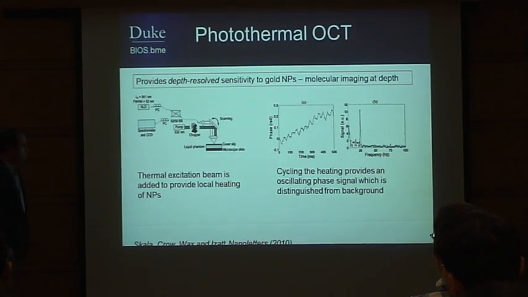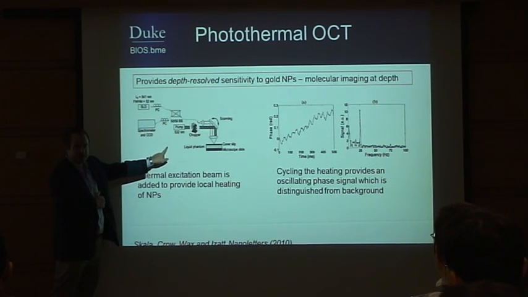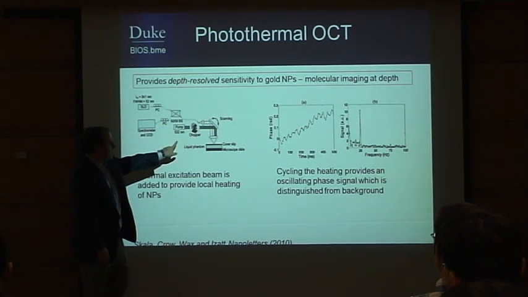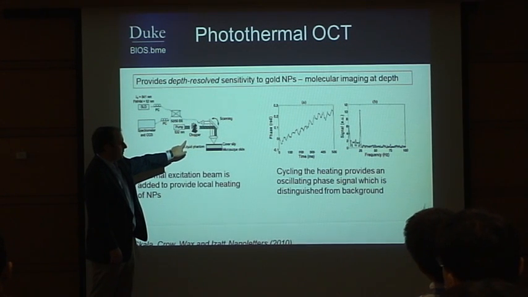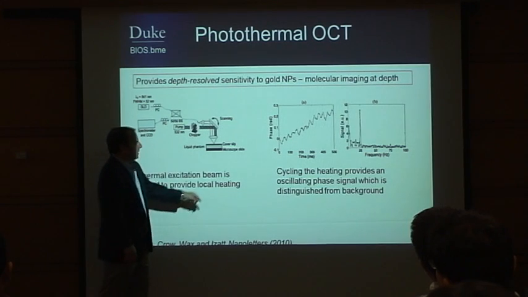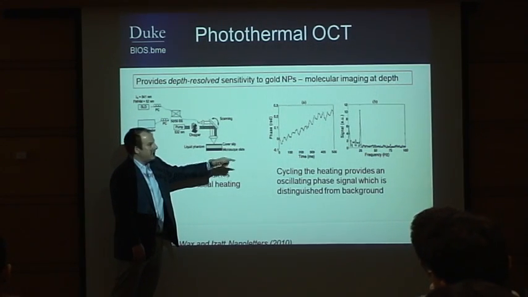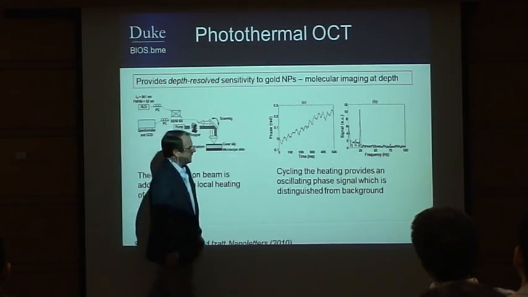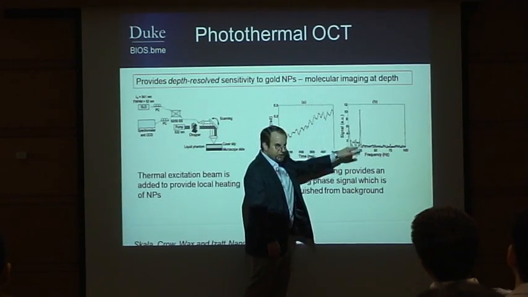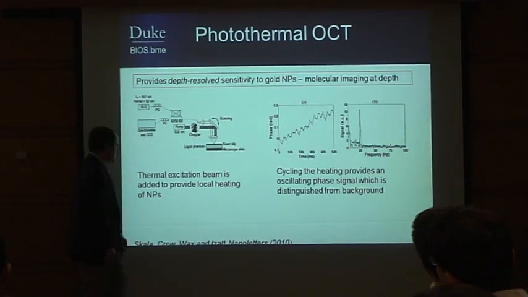One avenue we explored was photothermal OCT, and this was the idea to use the phase sensitivity of optical coherence tomography to be able to pick up these nanoparticles. In this approach, the pump beam was used to photothermally excite the nanoparticles at 532. It was chopped on and off at a pretty slow rate, 25 hertz. And then what you actually see is that the phase signal oscillates in time. If I do a Fourier transform, I'm able to get good signal here. SNR is pretty good. It's on the order of 10, so it's good to see.